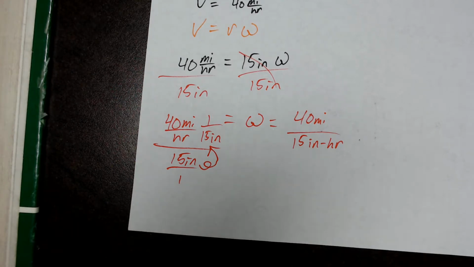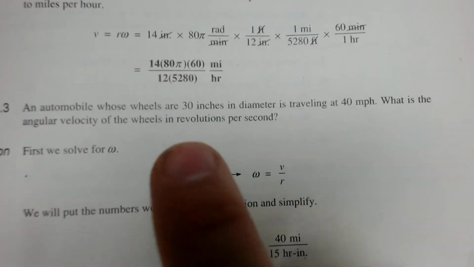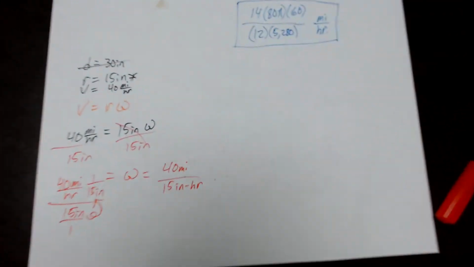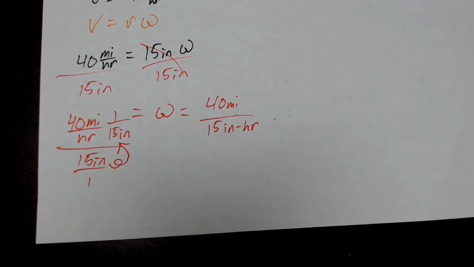The problem is our angular velocity is typically in degrees, radians, or revolutions. And our answer, they want it to be in revolutions per second. Now, in order to get to revolutions, I'm going to convert this to radians, and then I will convert the radians into revolutions. So I'll go ahead and use some unit multipliers, and we'll start converting this.